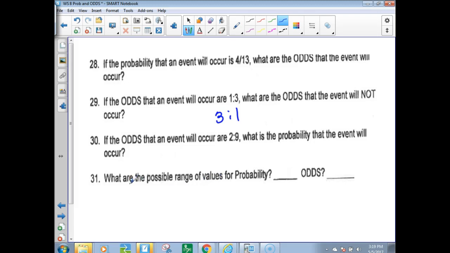Oh, let's look at 31. What are the possible ranges for values of probability? Yep. 0, it either doesn't happen, to anywhere in between, and it always happens. So that'd be 0 to 1. 1 would be 100% of the time. 0 doesn't happen. Now, what about odds? Could have no chance of something, right? No, 0 odds. But it could get really big. Have you ever heard 1,000,000 to 1? It is 0 to infinity. Good thoughts, Madison.